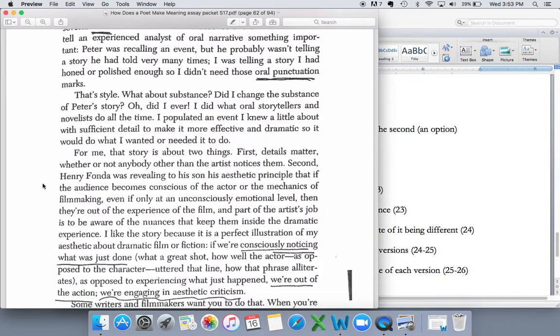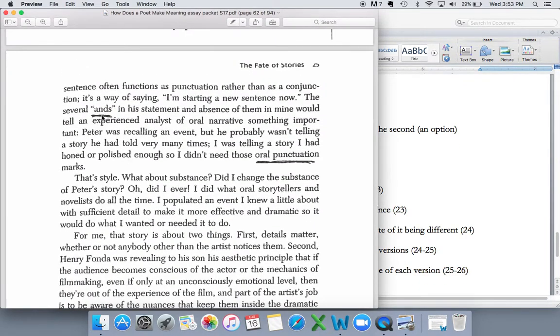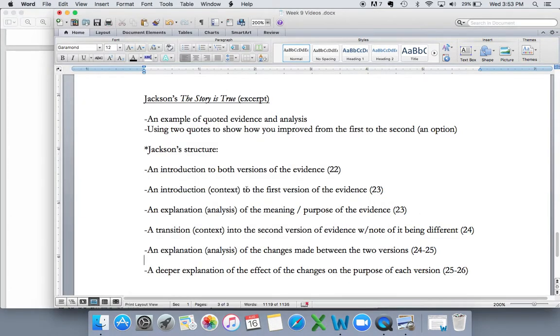Bruce Jackson says, okay, look at the ants. Okay, what about substance? So I changed this. This is different. It's these changes that make different effects, and you want to focus on those. So you have the screenshot of this. You have this essay to read again. It's a great example of how to use two of your own quotes, two pieces of evidence from your own writing to show how you improved from the first to the second.